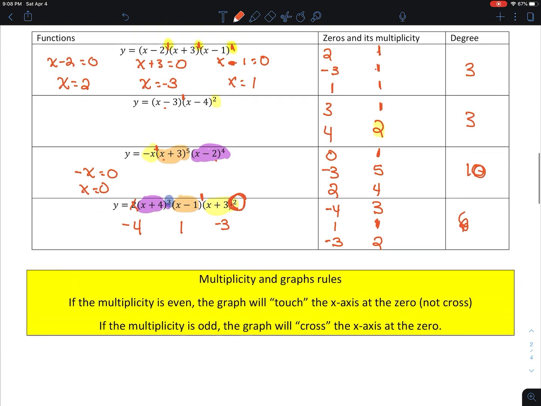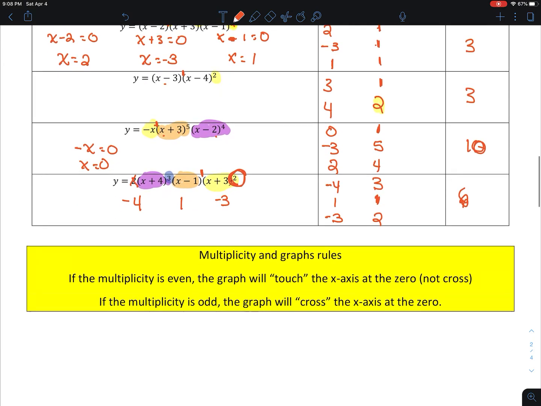Okay? Now, here's what we know about multiplicity. If the multiplicity is even, the graph will touch the x-axis and not cross it. So what that means is that the graph would do something like this. It's going to touch that x-axis. I like to say it kisses the x-axis. It's a little shy. It kisses the x-axis and then bounces back. So that is even multiplicity.